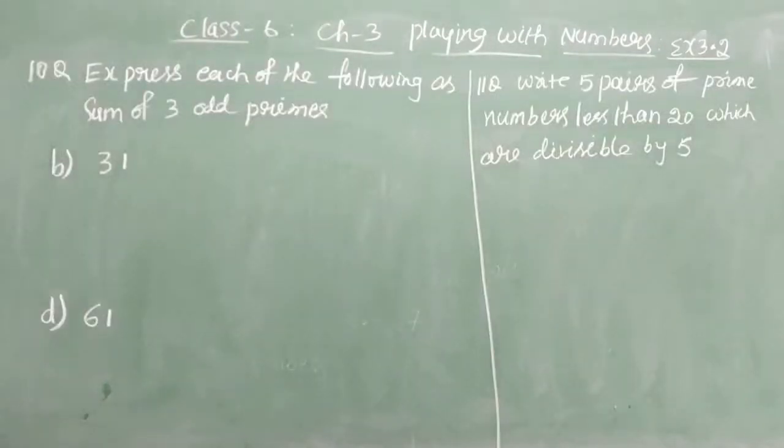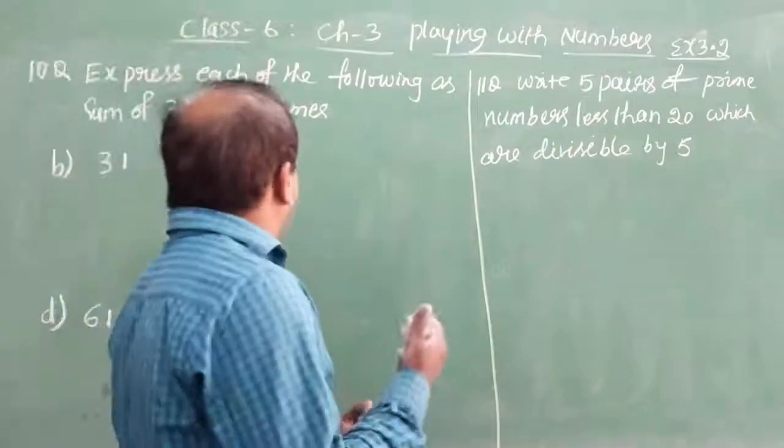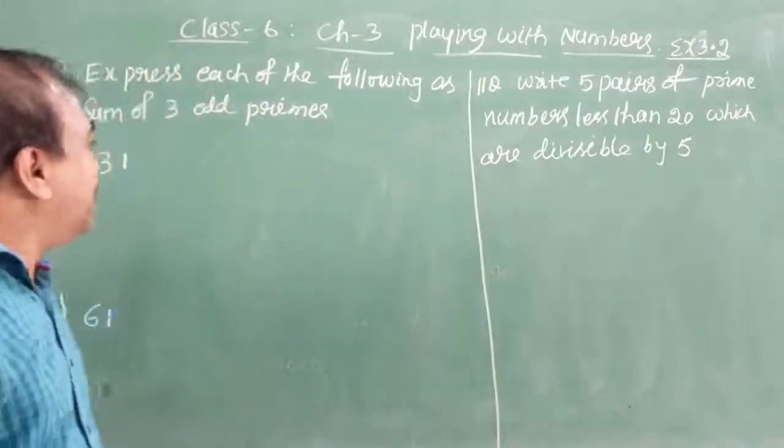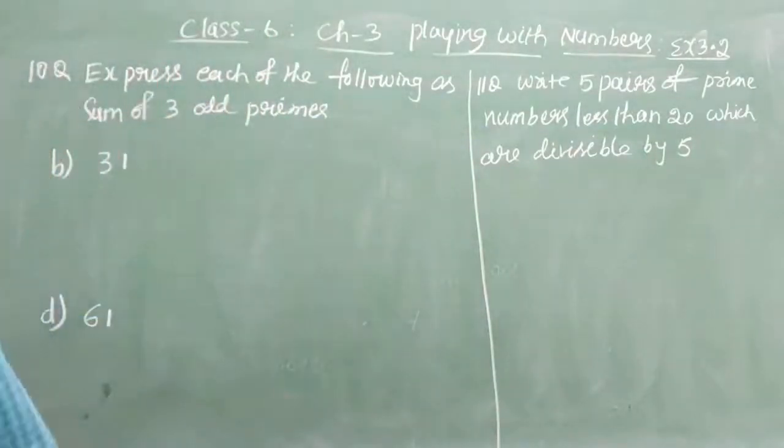Let us see the question. Question 10 and 11: Express each of the following as the sum of 3 odd prime numbers. In that, parts B and D we are going to complete. So the sum of 3 odd prime numbers, and they must be odd prime numbers. In that, 31 is mentioned. So if you add odd prime numbers, you must get 31.